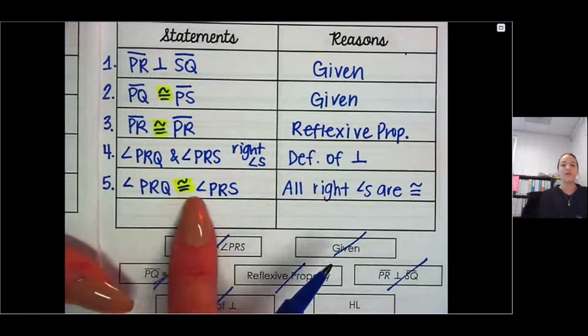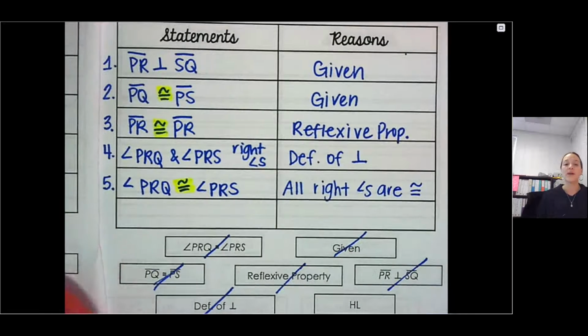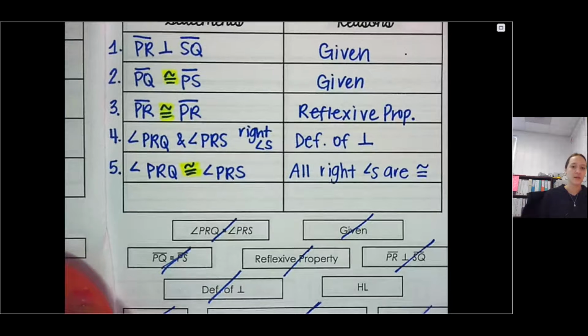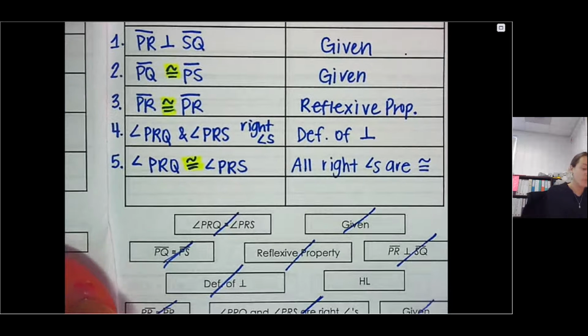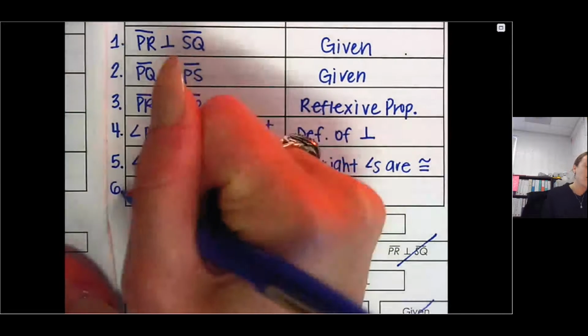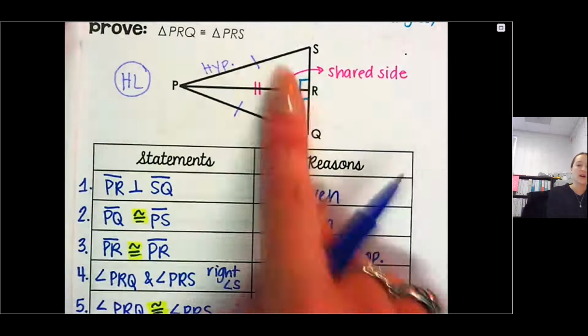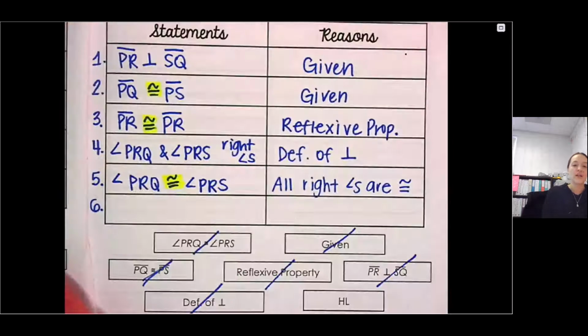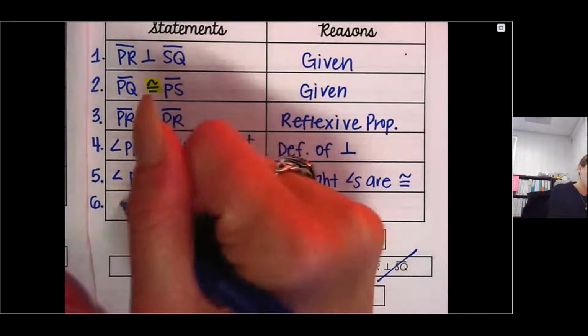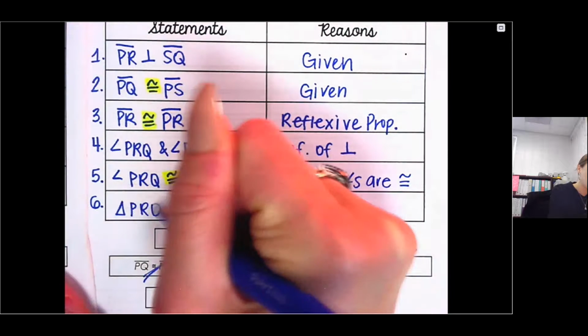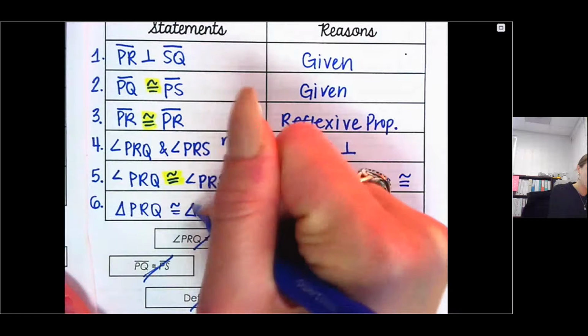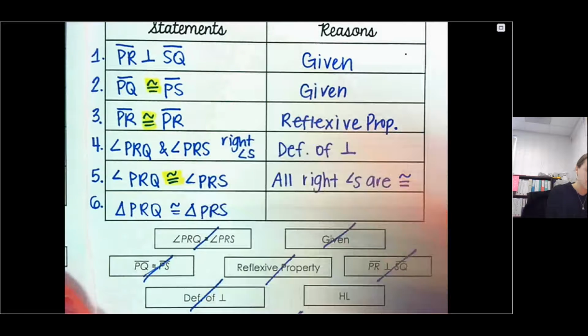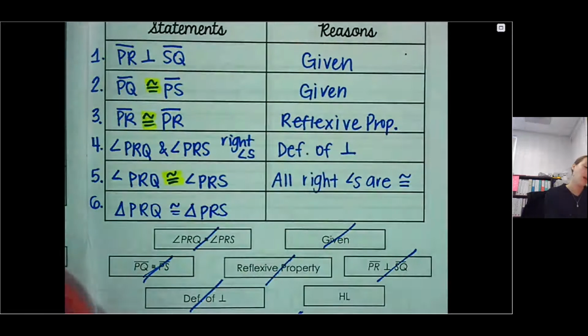And now that I have 3 congruent symbols, what can I go to now for my final statement? The prove. So this problem asked me to prove that the triangles, the 2 triangles here, are congruent. So my final statement is triangle PRQ is congruent to triangle PRS. And which theorem did we use?